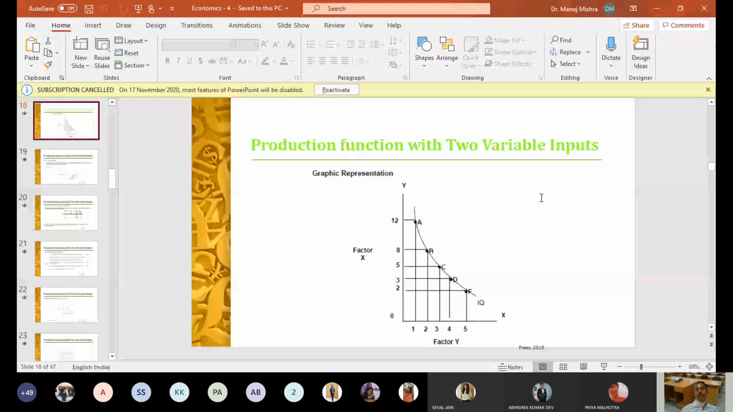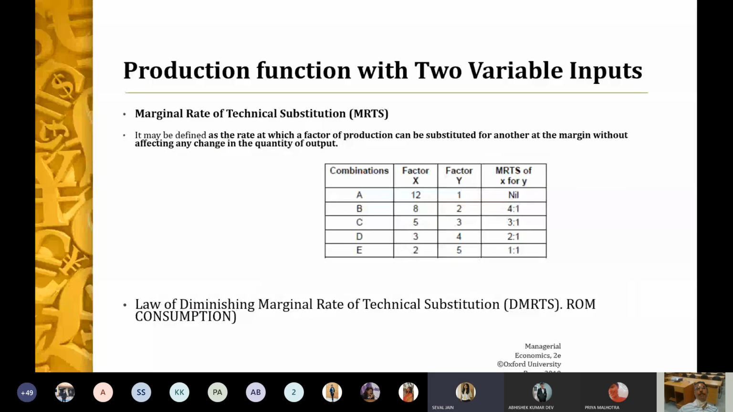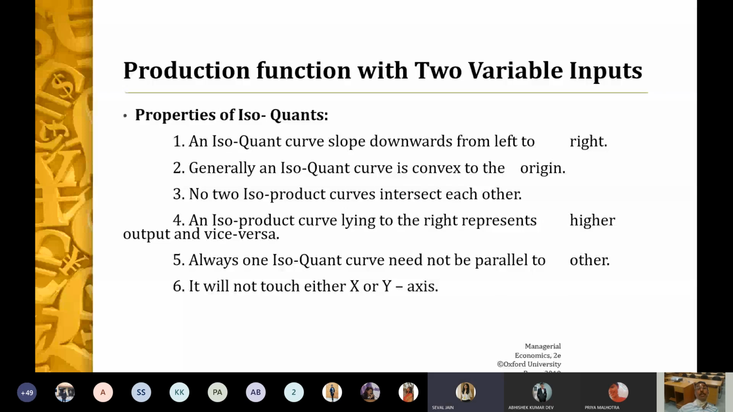Yeah, this is MRTS. Tell me. Yes, sir. So after this slide, actually I missed that slide because of a network issue. Oh. These are the properties of isoquants. And these are very important. They are usually asked in exams, so please don't miss it. What are the properties of isoquants? Simple question. And you have to write at least 5 of the 6 points.